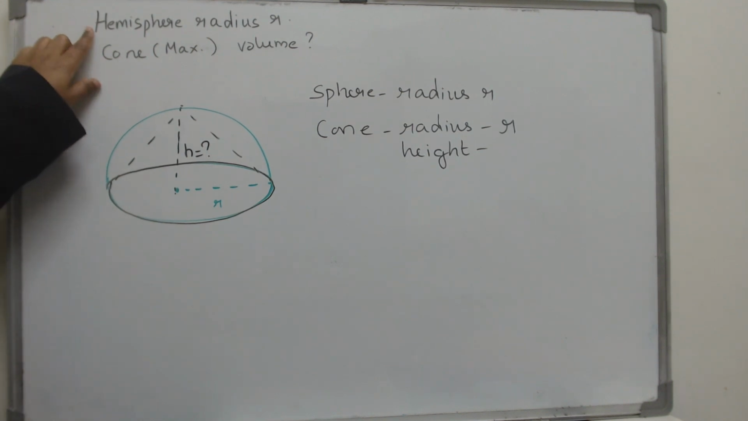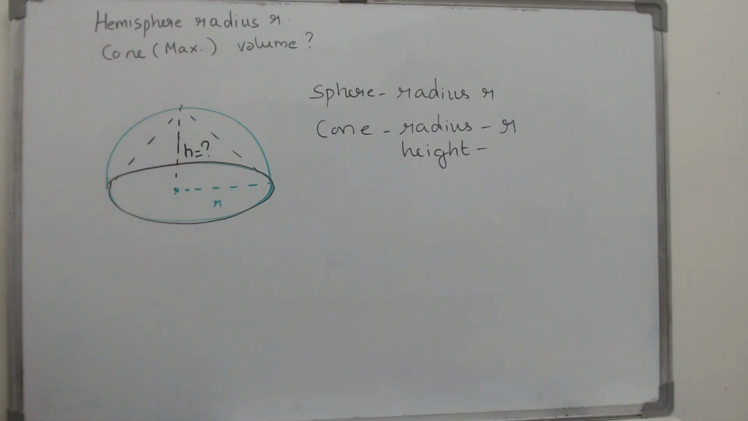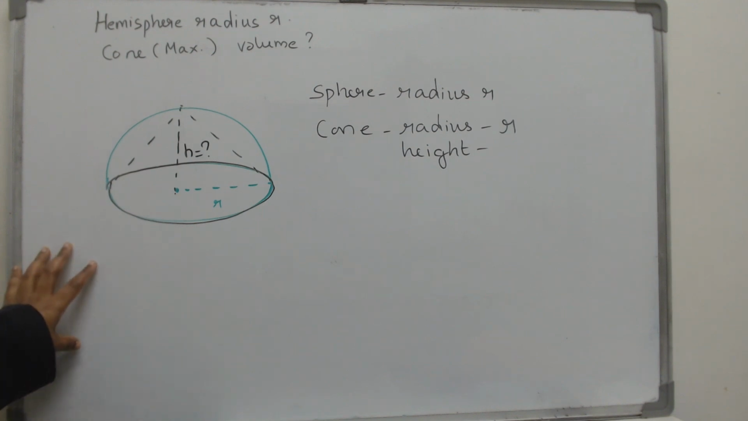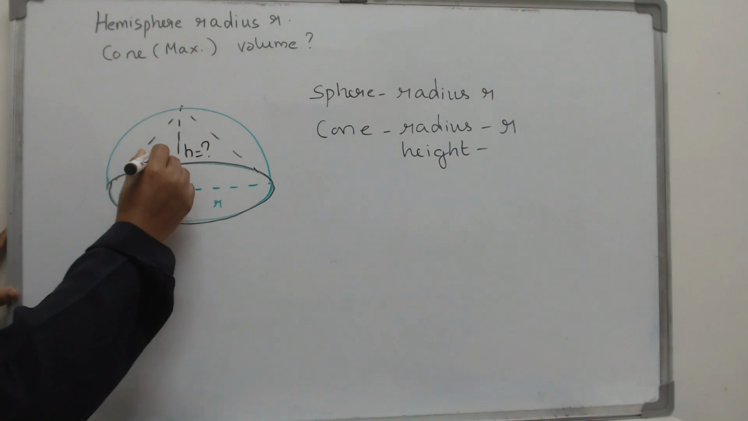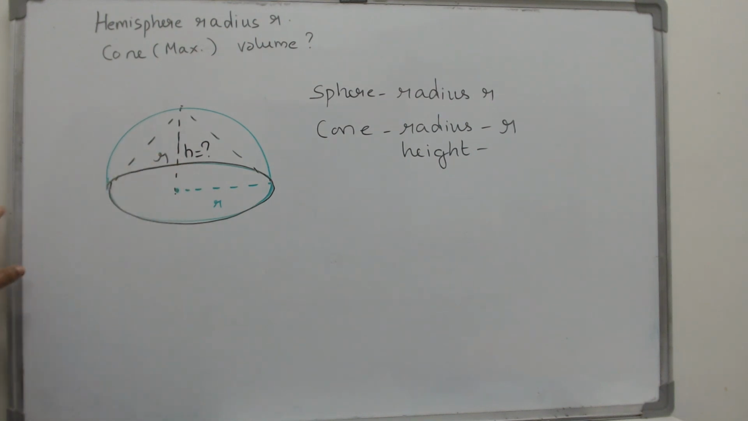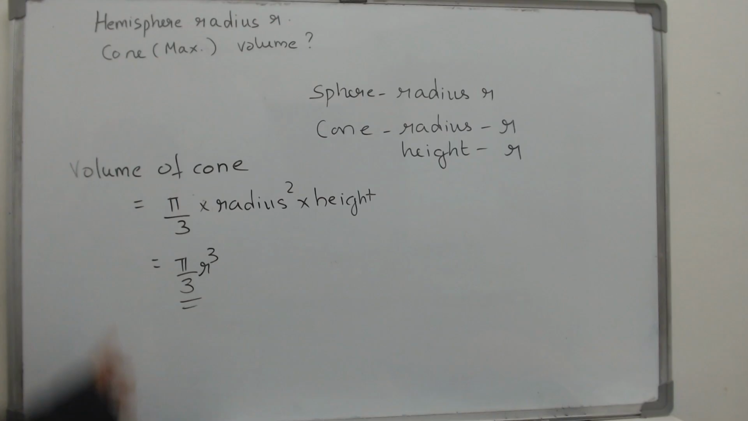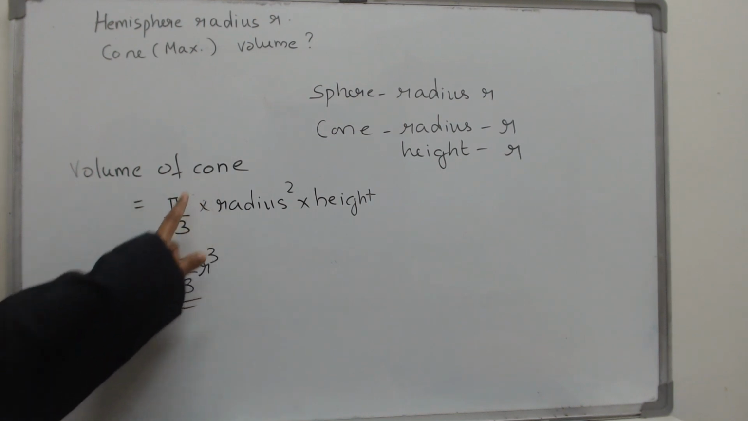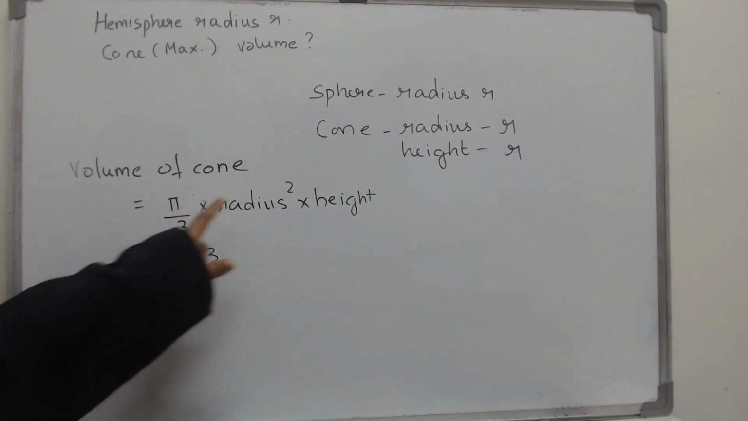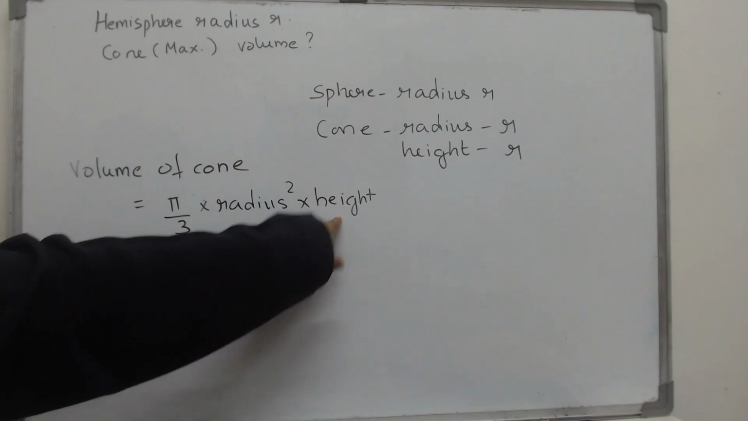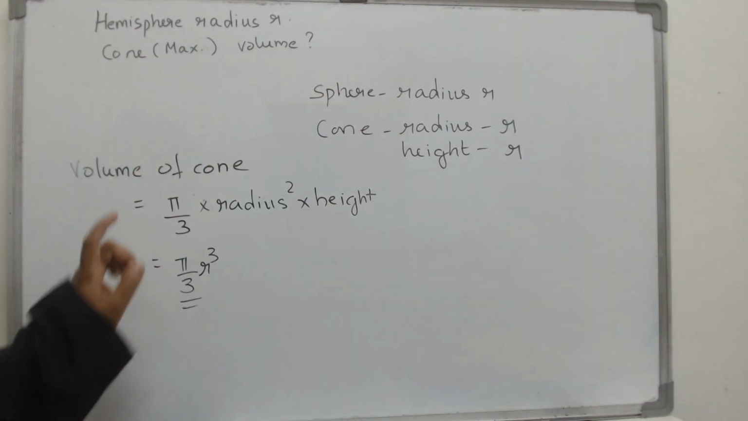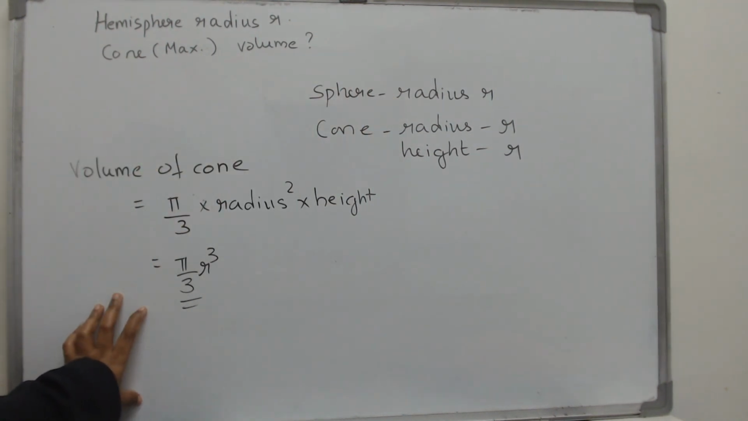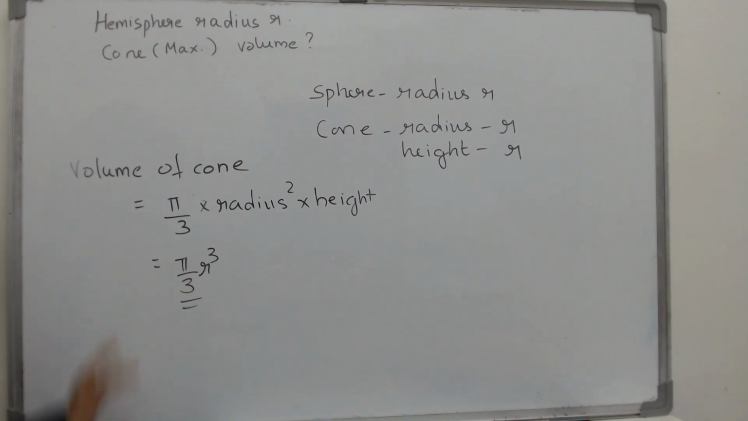But here we are not dealing with a sphere, we are dealing with a hemisphere. So the longest line will be half of the diameter, or in other words, what is the half of the diameter? It is the radius. So height also we have to take the radius. So the volume of the cone is given by this formula, but here both the radius and the height are r. So therefore the answer that you are looking for is pi r cube by 3.